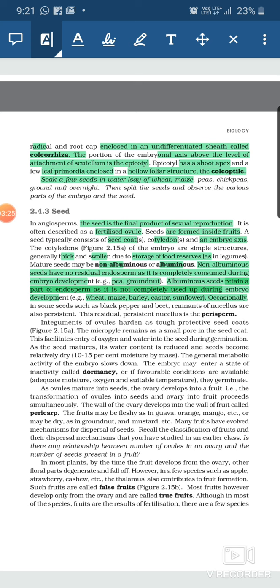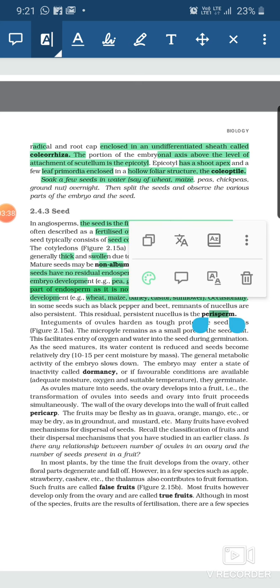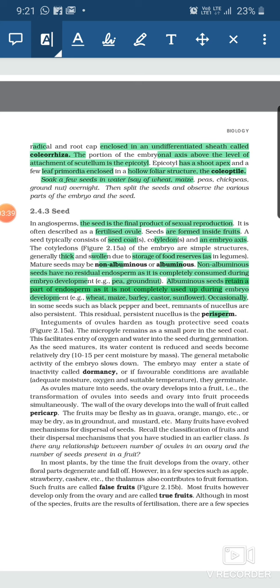In some seeds, like black pepper and beet, the remnants of the nucellus also persist. This residual persistent nucellus is known as the perisperm. So there are a few different types of seeds, like black pepper, in which the nucellus also persists. Not only the endosperm but the nucellus also persists after embryo development. So we call that layer the perisperm.